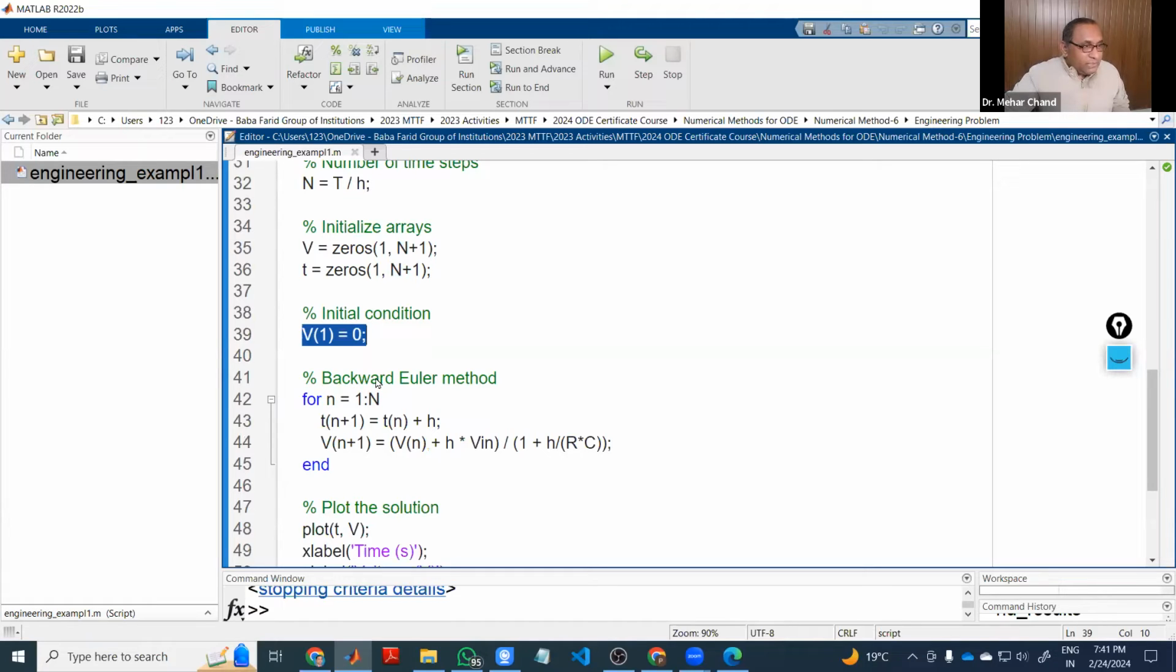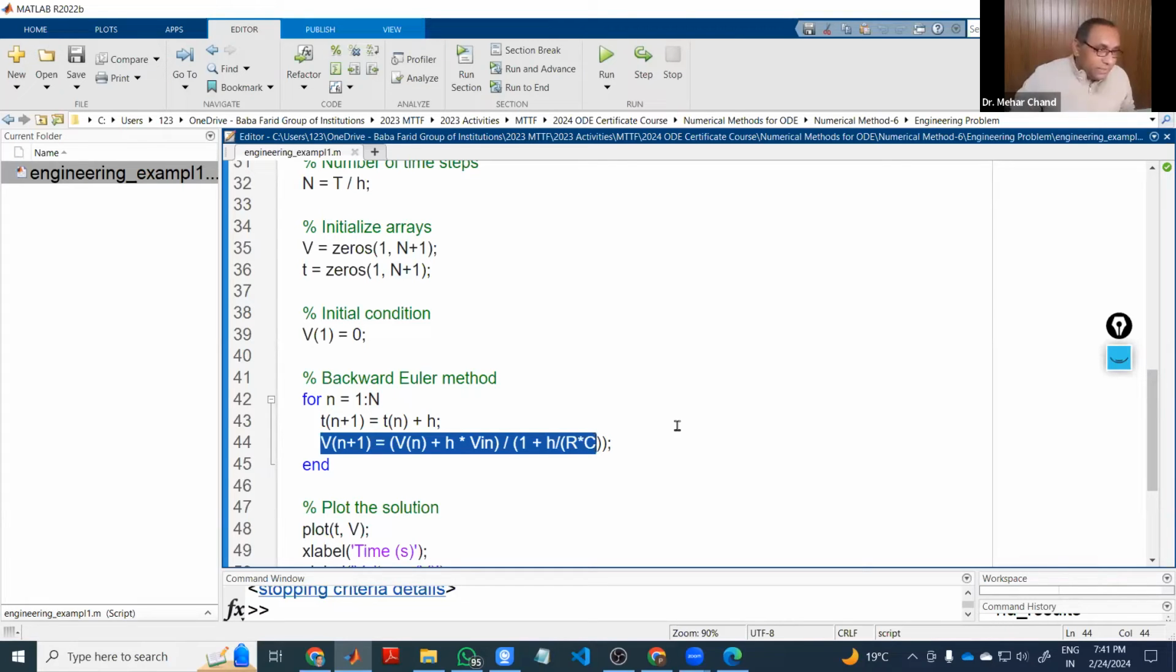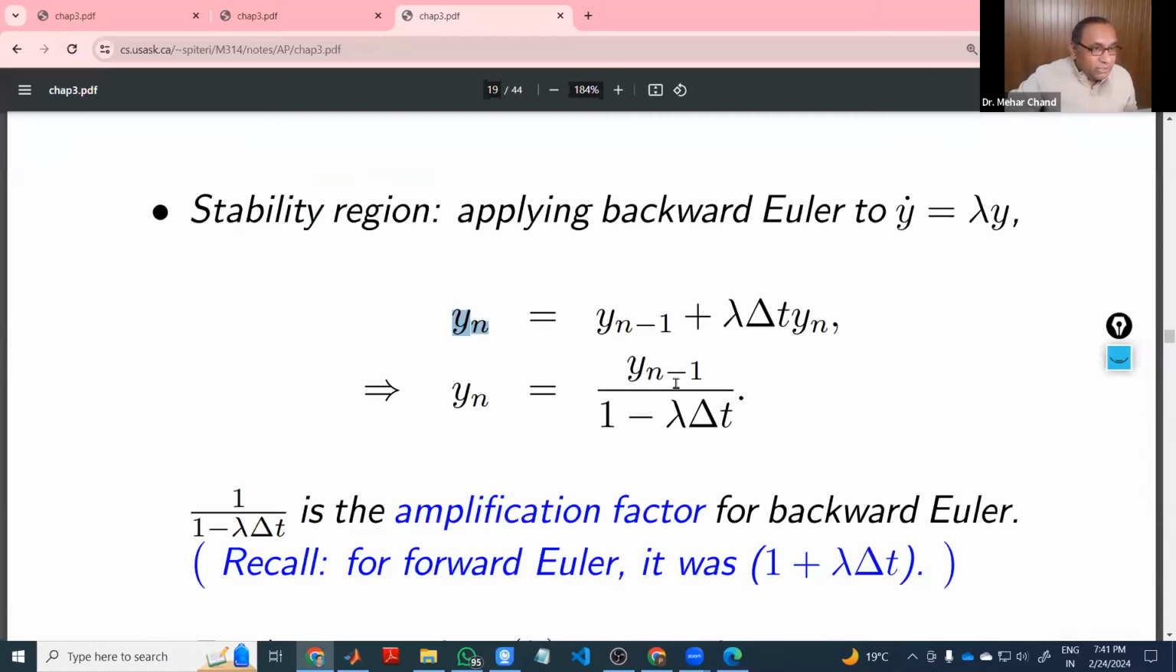And now we are using the backward Euler method at this place, and Tn plus 1 will be equal to Tn plus h. And now see this equation: Vn plus 1 is equal to Vn plus h Vin upon 1 plus h R product C. Just one minute. See this equation.